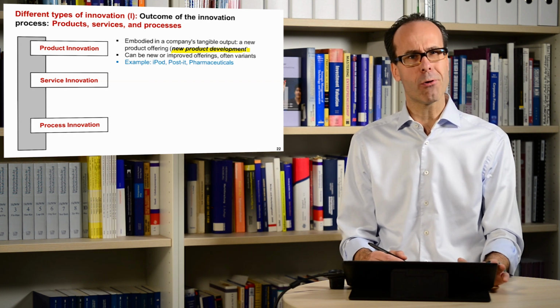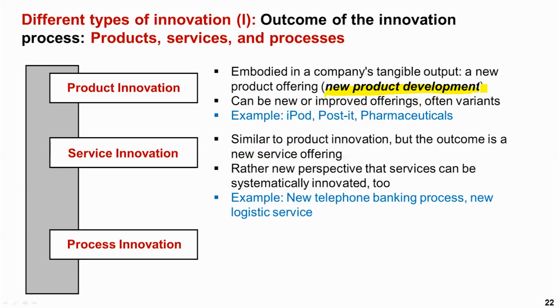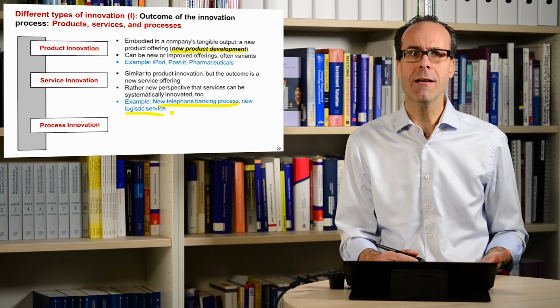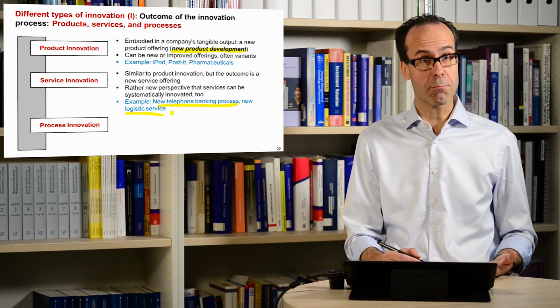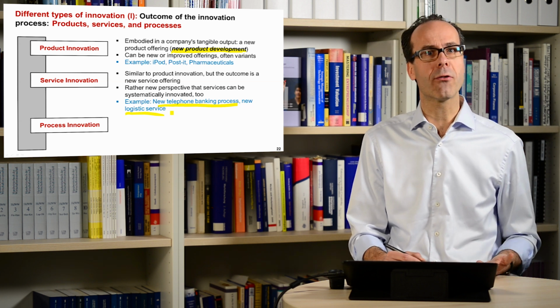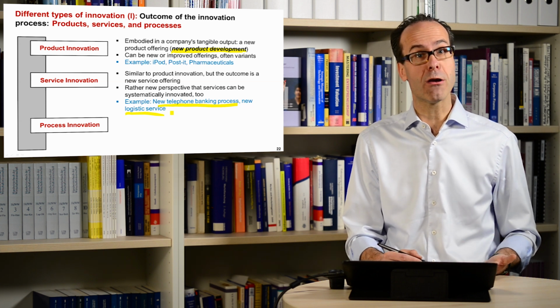Very much related to products, but still a little bit different, are services and service innovation. The outcome is a new service offering. Think about a new telephone banking process, a new logistics service. Sounds simple? Well, it is. But actually, the systematic study and planning of service innovation is rather new, as very often new services just came to the market. Someone in marketing or sales was thinking about it, but they were not part of a structured process. But like 10 years ago or so, companies started to introduce systematic service development processes.